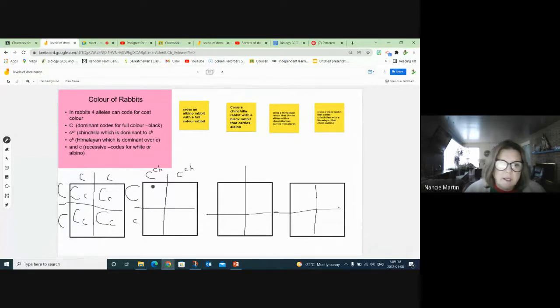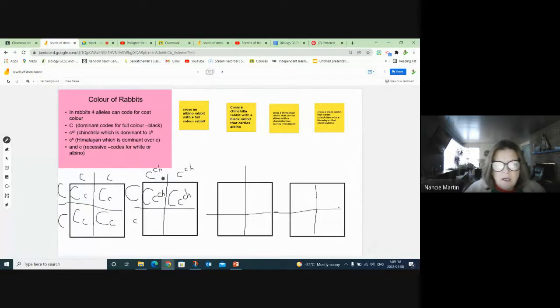Okay, so now what am I going to get? Here, I'm going to get big C from this parent, and I'm going to get a chinchilla, but black dominates chinchilla. So I am going to have a black rabbit that carries chinchilla. And this is not going to be any different on this situation here. This is going to be a black rabbit that carries chinchilla.